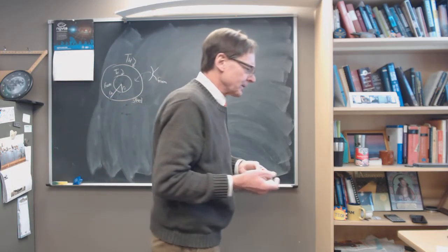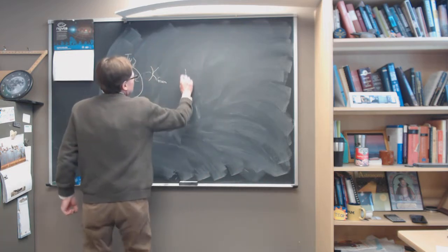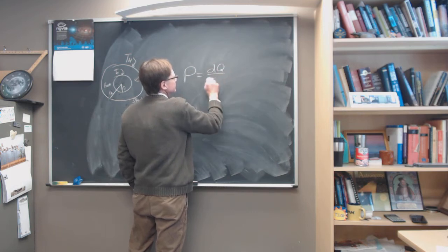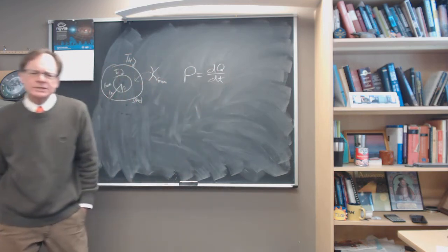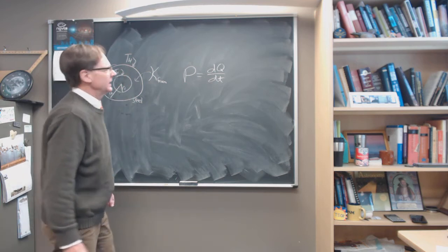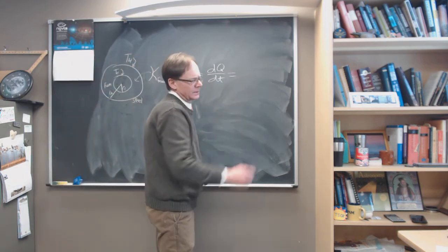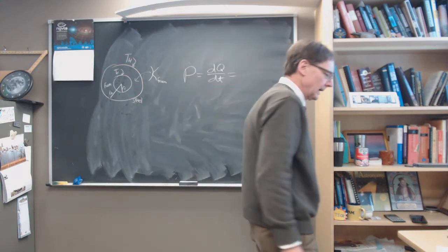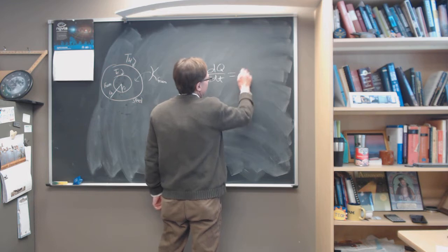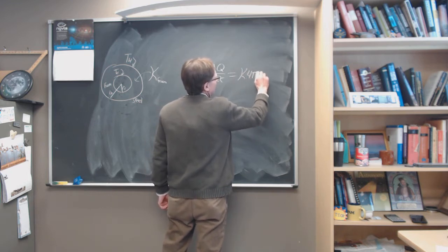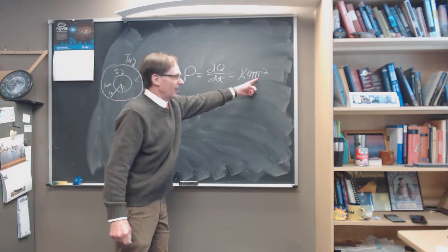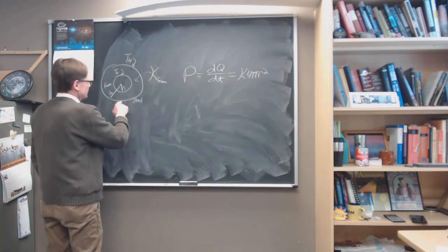So what we're going to say is the power, the rate at which energy is being transferred from the outer sphere to the inner sphere, that's dQ/dt, is going to be equal to the integral of, well, let's say it's kappa times 4 pi r squared. That r right here is some arbitrary r.